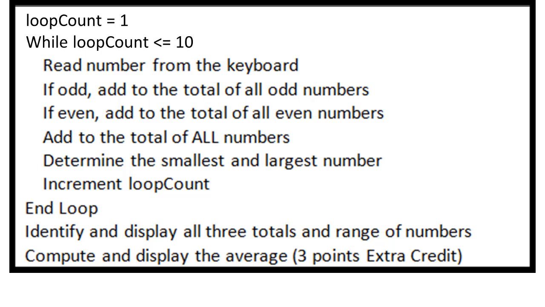Loop count equal 1. Initialize the loop counter. While loop count is less than or equal to 10, read number from the keyboard. Compute the total of all the odd numbers. Compute the total of all the even numbers. Compute the total of all numbers. Determine the smallest and largest number. Increment the loop count. End loop. We'll keep going through this loop until we have all the numbers processed.